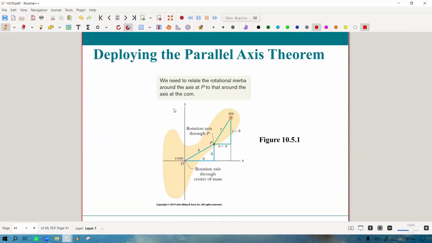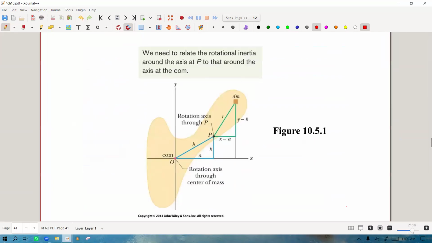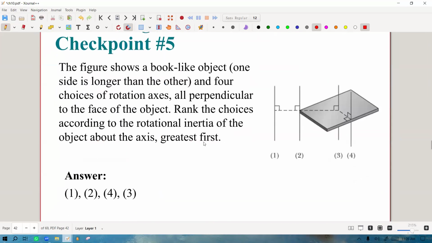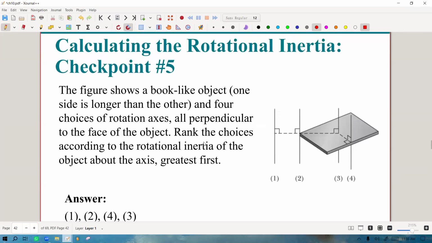Okay, this one is deploying the parallel axis theorem. We need to relate the rotational inertia around axis P to the axis at the center of mass. This one is how to calculate the rotational inertia from another point.